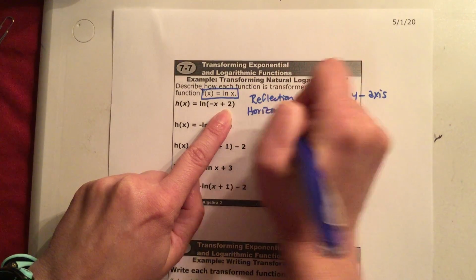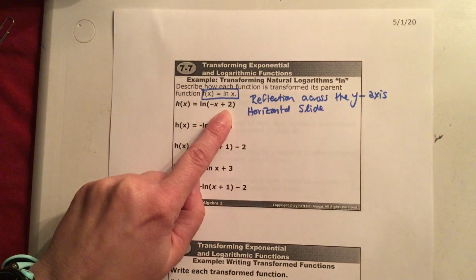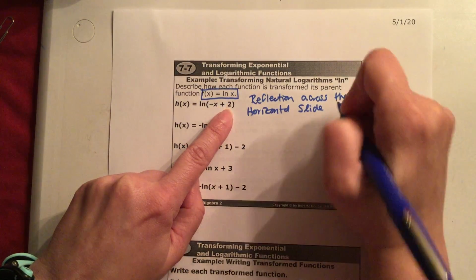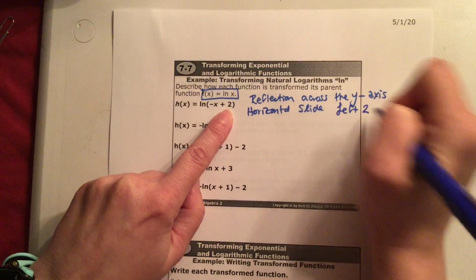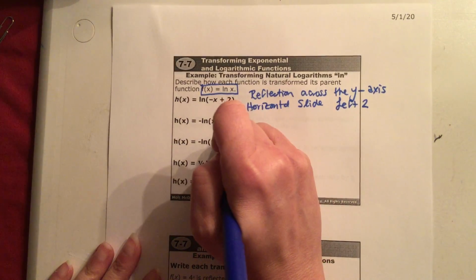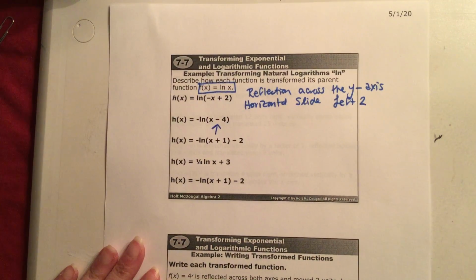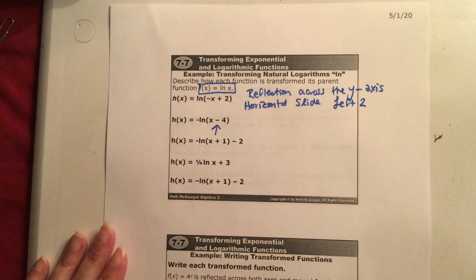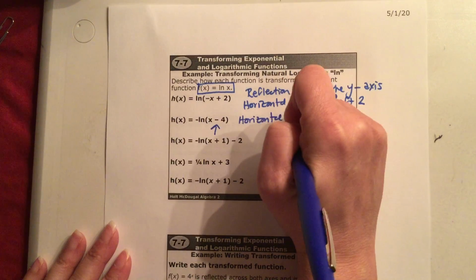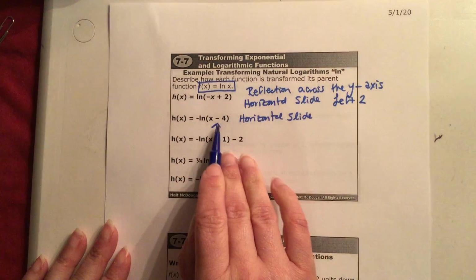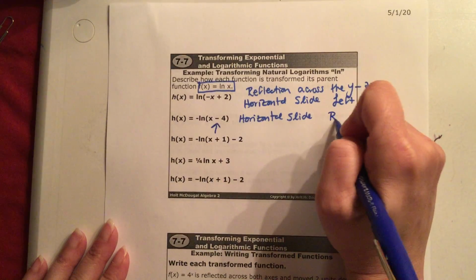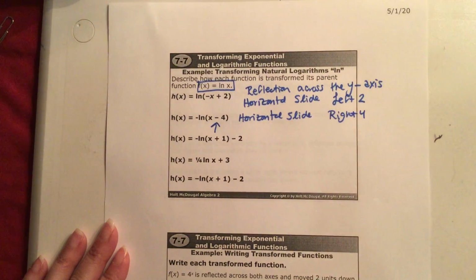Now I'm adding or subtracting in parentheses. So it's a horizontal slide. Because this is a plus, that means that I filled a -2 in here. So we're going to the left 2. Okay, the next one. If there's a change in parentheses, you'd want to do that first. I'm adding or subtracting in parentheses, so that is a horizontal slide or translation. This remained a minus, so that means I filled a +4 in, so I'm going to the right 4.